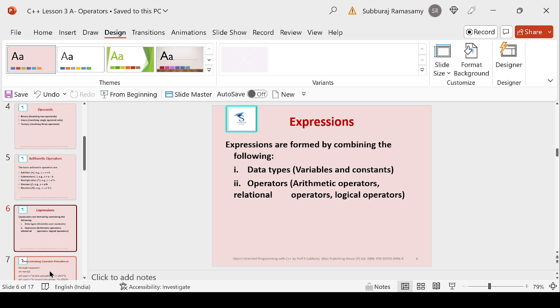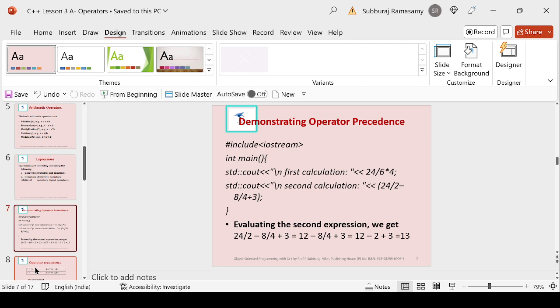You can have expressions. Expressions are nothing but combining data types and operators. The type can be a variable or a constant. The operator can be any of the 4 types of operators. That's why you have expressions: you have operators and you have expressions coming out of the operators.